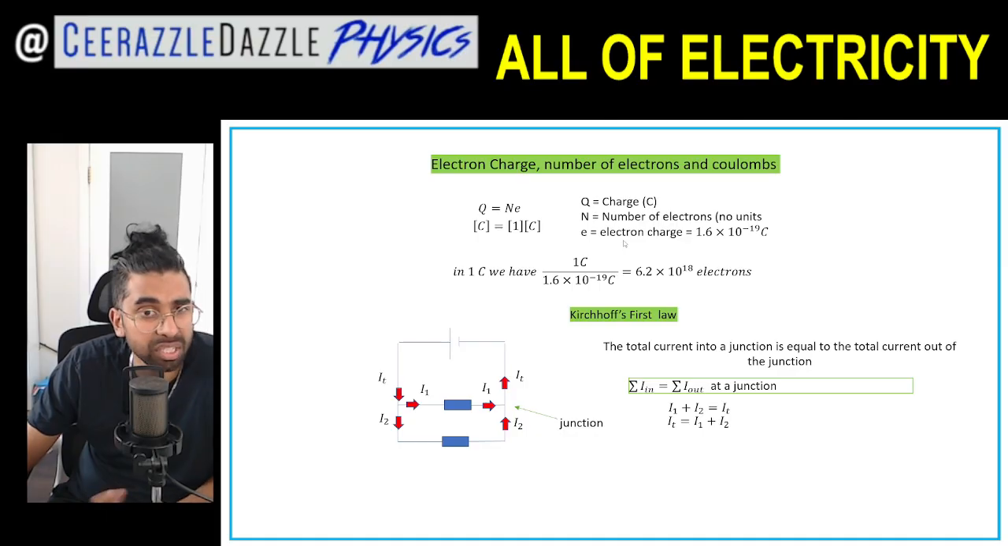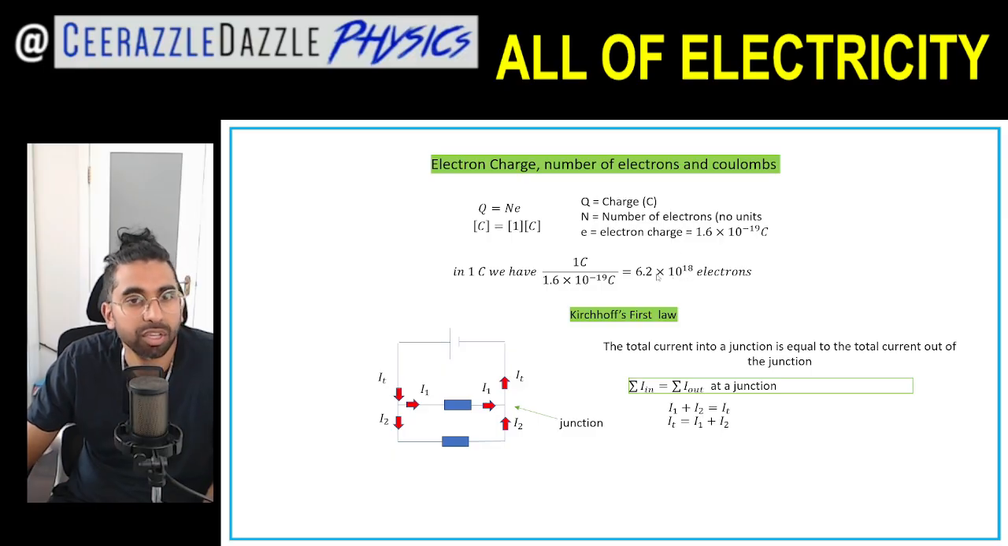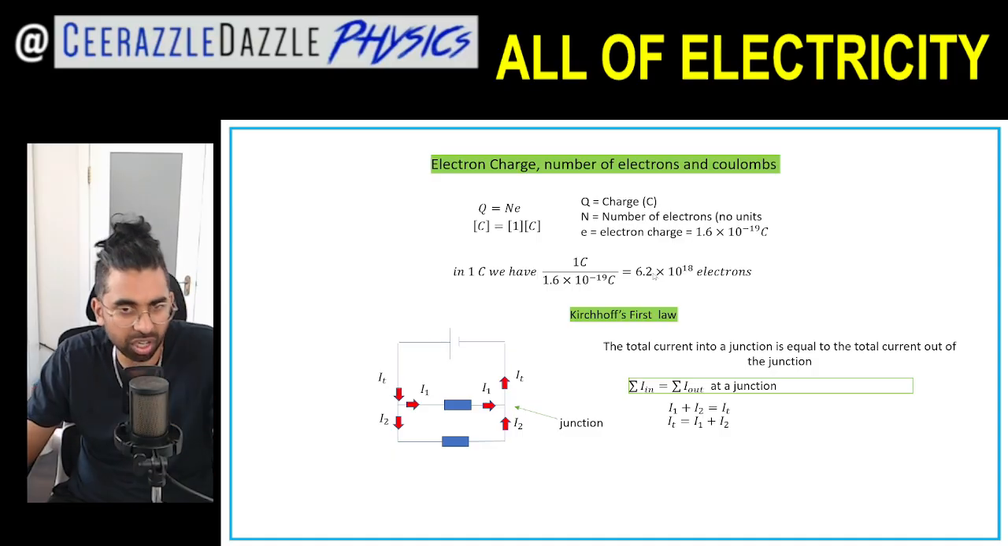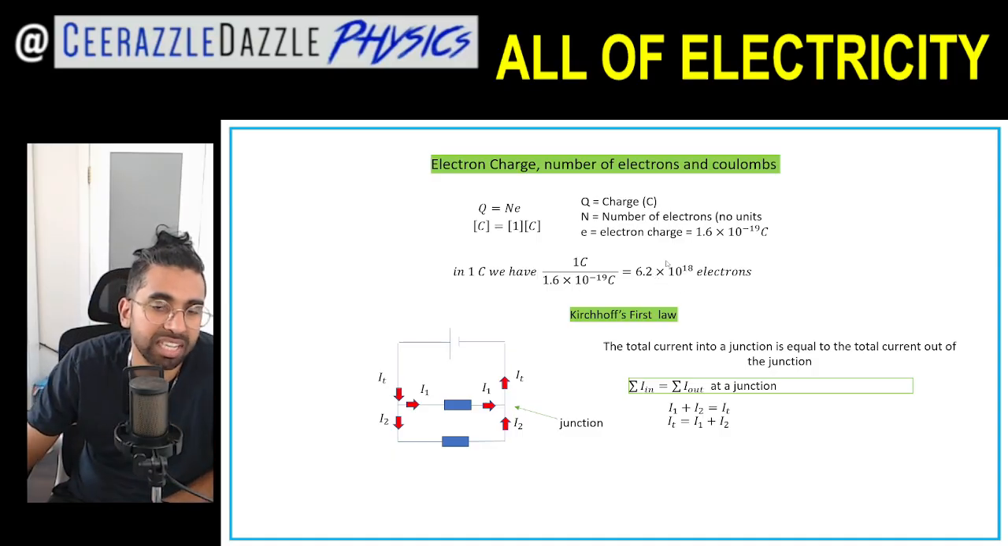So therefore, what is inside 1 coulomb? Well, in 1 coulomb, we can see how many electrons there would be. So 1 coulomb divided by the charge of each electron, 1.6 times 10 to the minus 19, you get 6.2 times 10 to the power of 18 electrons inside 1 coulomb. So when people talk about 1 coulomb of charge, that's 6.2 times 10 to the 18 electrons.